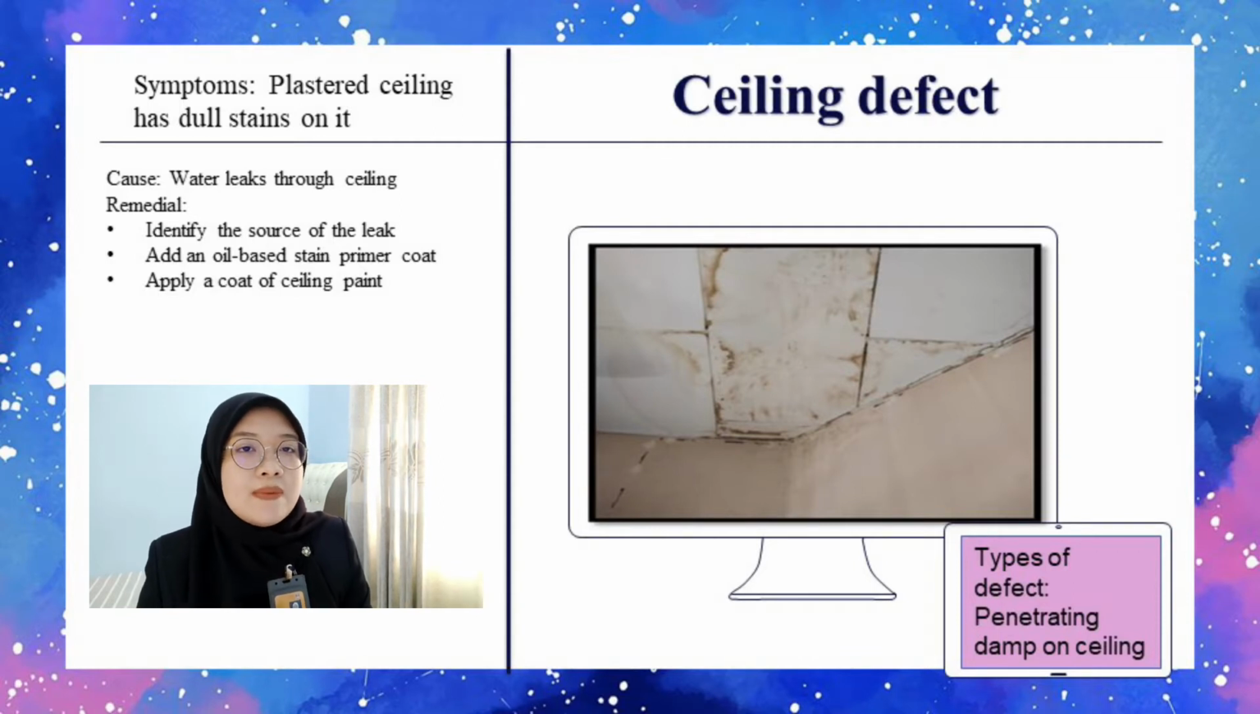To resolve it, we must identify the source of the leak. If the leak is coming from the roof, repair cracked shingles, damaged flashing or defective seals around the roof vent. After that, add an oil-based stain primer coat and then apply a coat of ceiling paint to the ceiling.